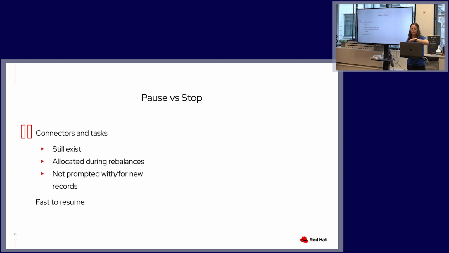Okay, so for pause, this affects the connectors and the tasks. If you pause a connector, all of the connectors and the tasks still exist. They're still there on the Connect cluster. Every time you do a rebalance and things get distributed across the workers, they're still allocated. But there isn't any data flowing through the system at this point. This is really fast to resume because everything's ready to go. As soon as you do resume, the data will flow again.